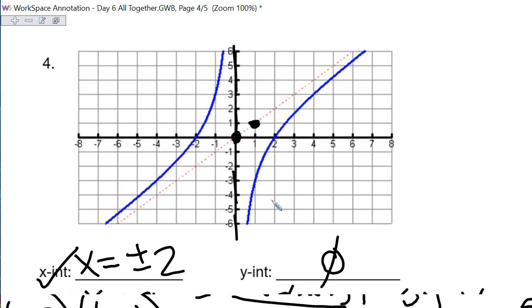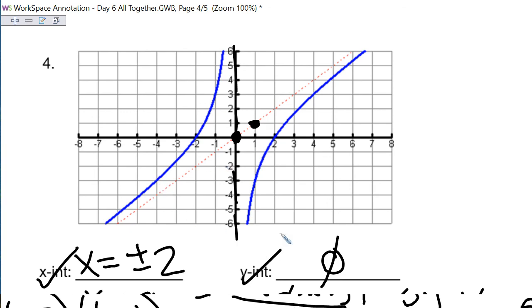Now for the y-intercept, go ahead and check that. How do you find the y-intercept? What happens if I put a 0 for x right here? I would be dividing by 0, and can you divide by 0? No, that would be undefined, so we're good.